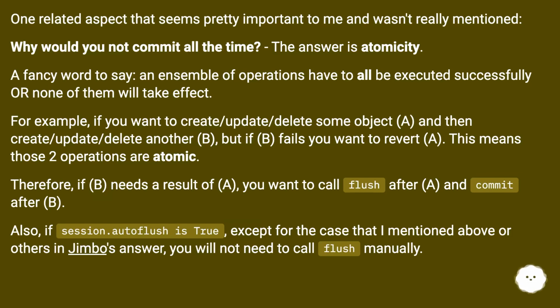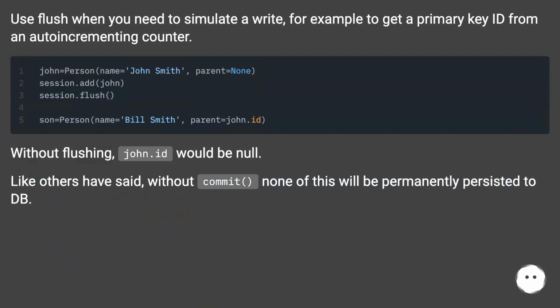Also, if session.autoflush is true, except for the case that I mentioned above or others in Jimbo's answer, you will not need to call flush manually. Use flush when you need to simulate a write, for example to get a primary key id from an auto-incrementing counter. Without flushing, John.id would be null. Like others have said, without commit none of this will be permanently persisted to the DB.